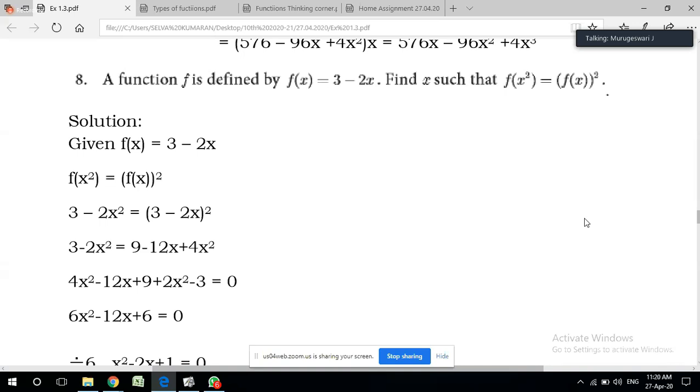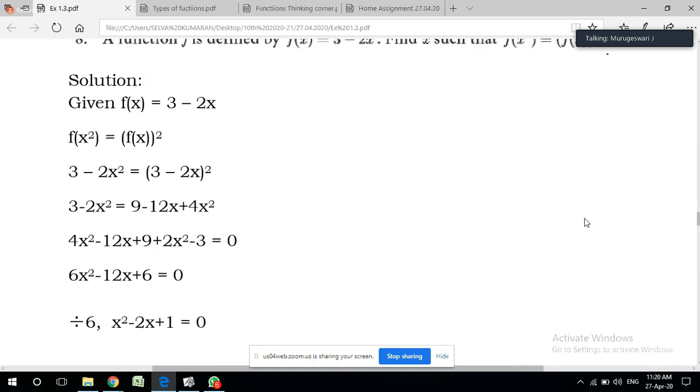So you can divide it by 6 also. Okay, ma, 6. What is the answer? So x square minus 2x plus 1 equal to 0. Now we have one quadratic equation because the degree of the x is 2. So you can solve this quadratic equation in which method?